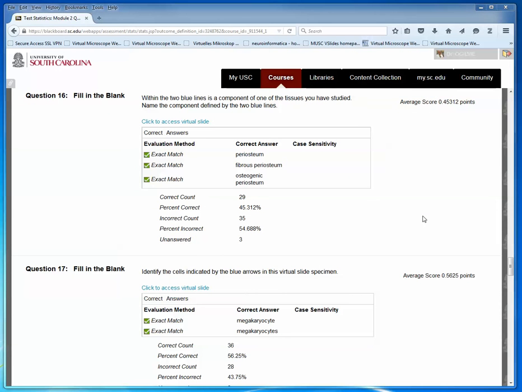Okay, this question said within the two blue lines is a component of one of the tissues you have studied. We wanted you to name the component defined by the two blue lines. Well, the correct answer was periosteum. You could have said fibrous periosteum, or you could have said osteogenic periosteum. But you had to answer periosteum. And only 45% of the class got it correct.